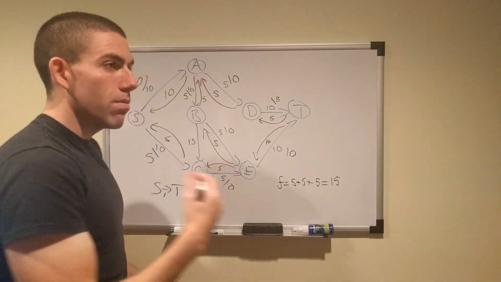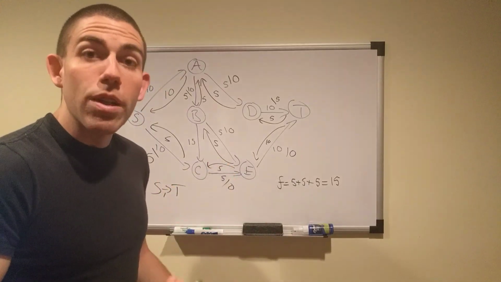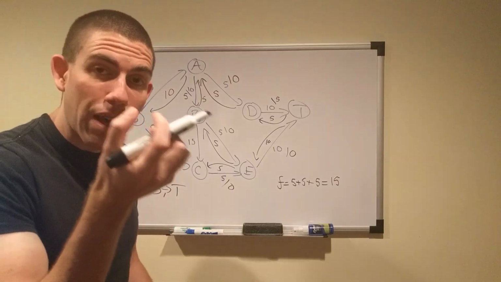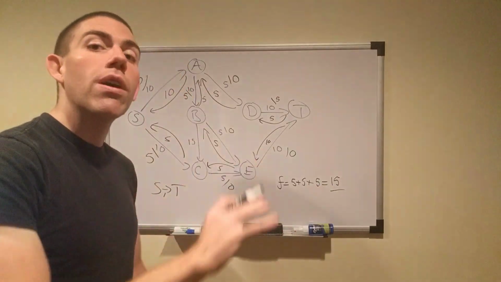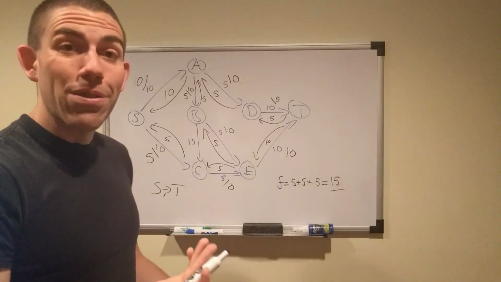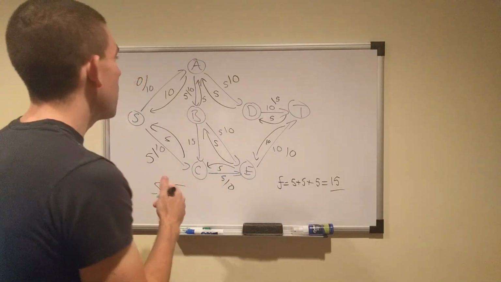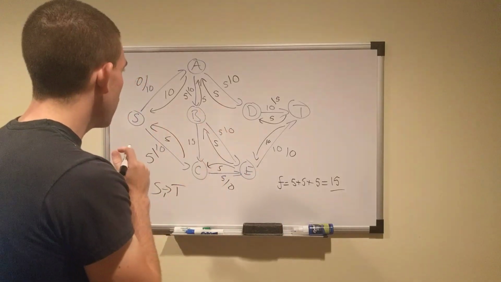And you're looking for a cut like that such that that capacity is the smallest. And that will be equal to the maximum flow. So that's another way of finding it. Or in my case, it's a way of verifying that I'm right. So I made this a simple enough graph that we can easily do that.